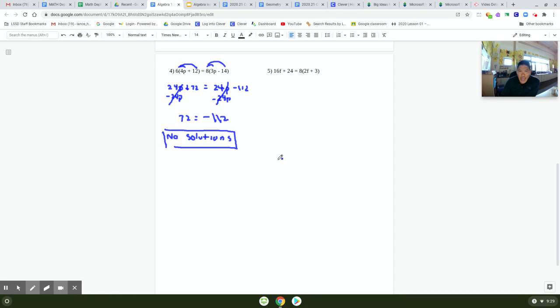So let's take a look at an example, or example number 5, for possibly another special case. Okay, we can't really do anything with the left side right now. On the right side, we could distribute the 8 to each term inside the parentheses. So 8 times 2f on the right side is 16f. And then 8 times 3 is 24. Left side is 16f plus 24.